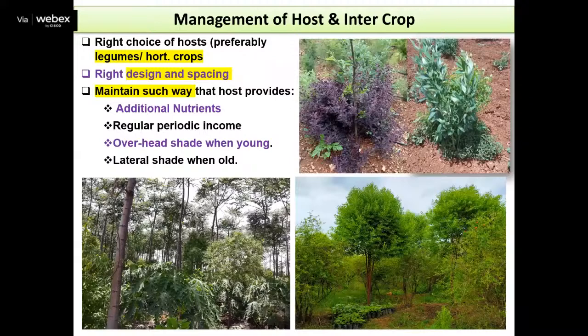So this is again regarding the host: the right choice, right design, and maintenance in such a way, which I already explained.